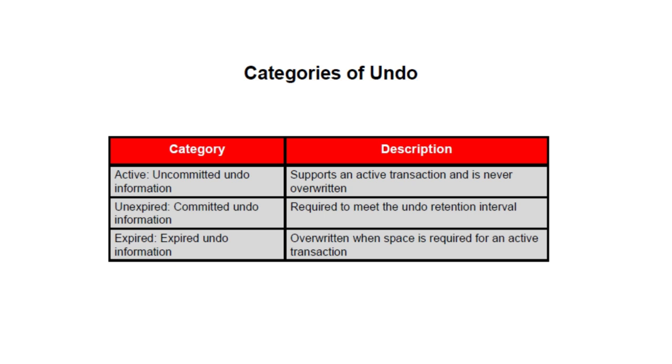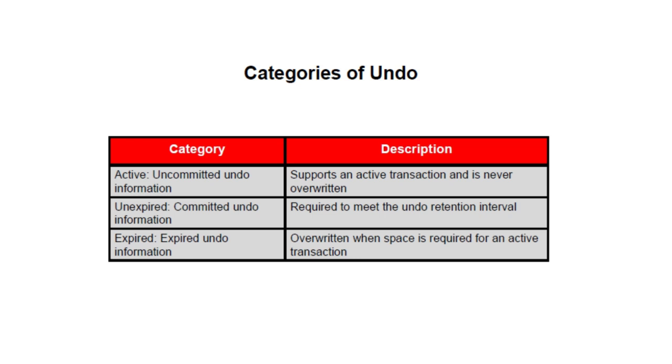Undo information is divided into three categories. Uncommitted undo information, active, supports a currently running transaction, and is required if a user wants to roll back or if the transaction has failed. Uncommitted undo information is never overwritten. Committed undo information, unexpired, is no longer needed to support a running transaction but is still needed to meet the undo retention interval. It is also known as unexpired undo information. Committed undo information is retained when possible without causing an active transaction to fail because of lack of space.